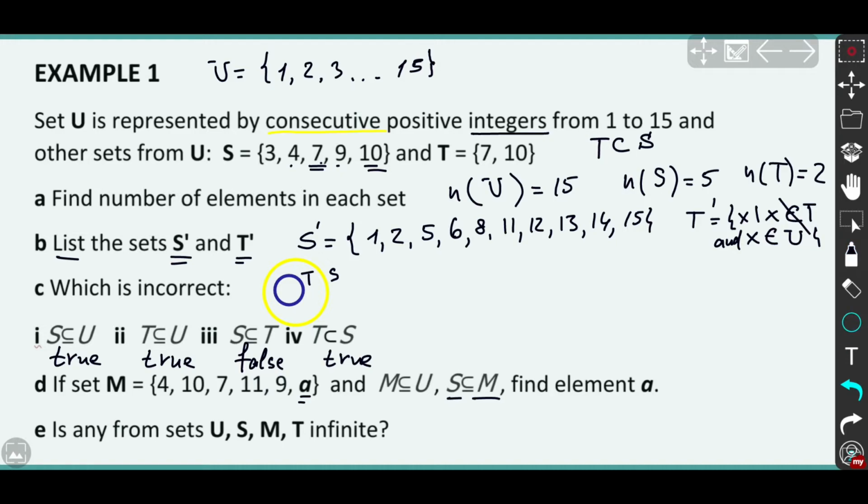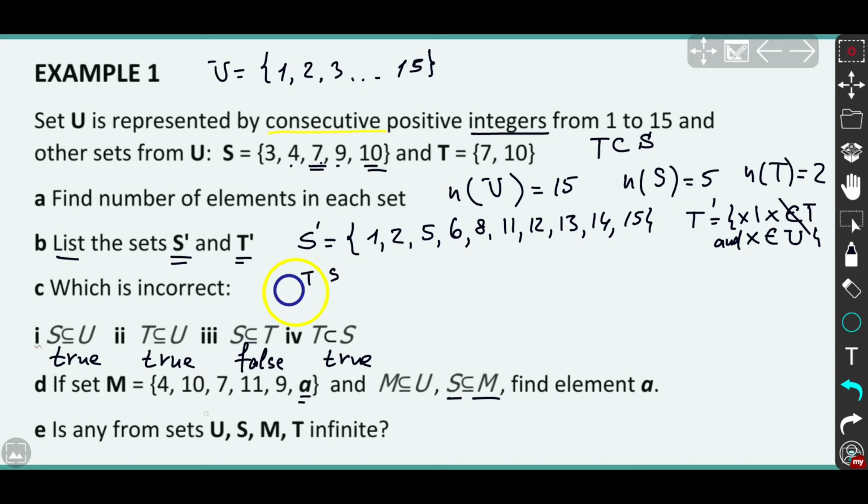All right, so how to do that? I think it's better to draw a part of a Venn diagram. You don't need to put the complete Venn diagram. It's enough to depict 2 circles. So obviously set M contains elements 4, 10, 7, 11, 9. It contains a bit more than S. However, it contains a specific element A, and set S contains element 3, which M doesn't have.